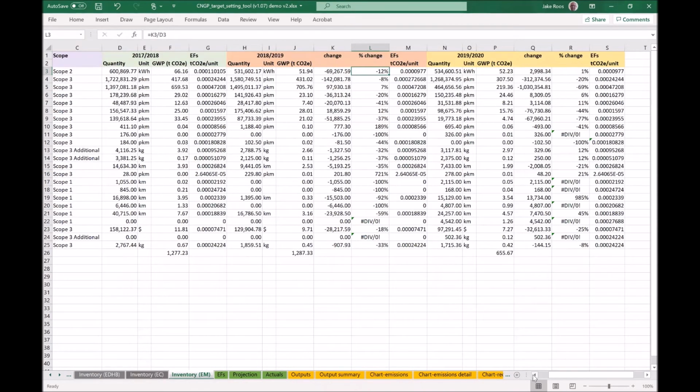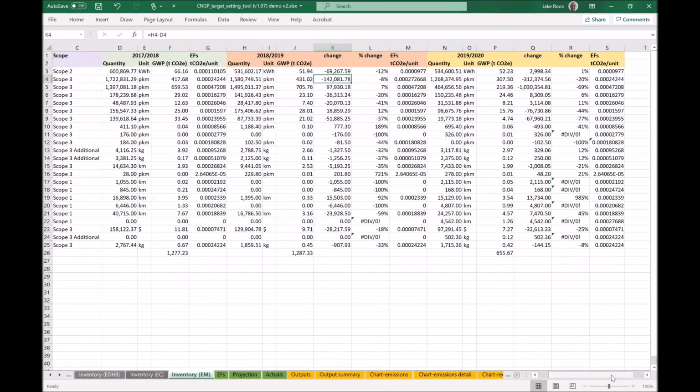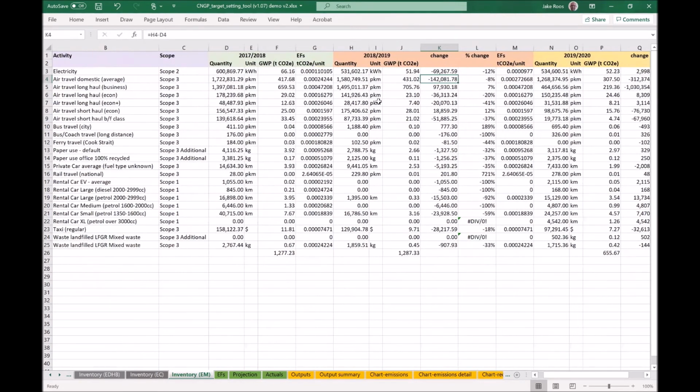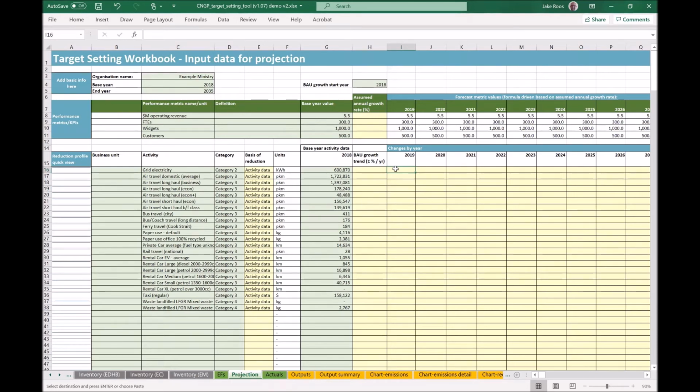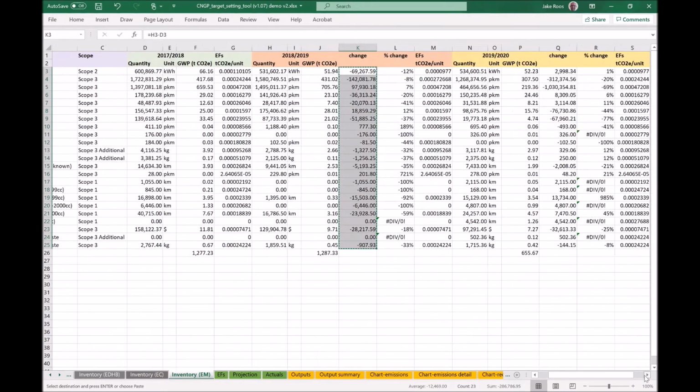Go back to your inventory and work out what the differences are between the years. You'll see here that for example, ministry, the base year is 1718. So for 1819, I have worked out the change, which is simply the current year's activity data minus the previous year's activity data. And this has given me this column here of change. And likewise, I've done that for the next year as well, which is simply the current year's activity data minus the previous year's activity data. Now you can go ahead and take these values, change, and put them straight into projection here. And so what this is doing is making your projection mimic your actuals. Likewise, we'll do it for the next year.